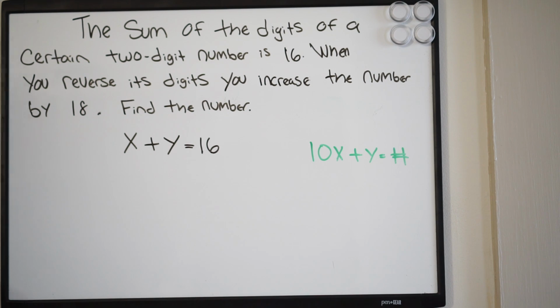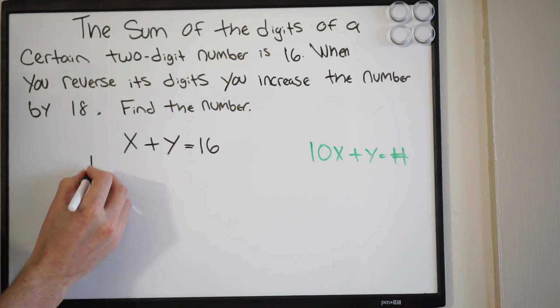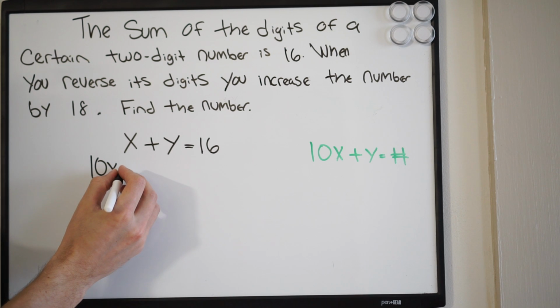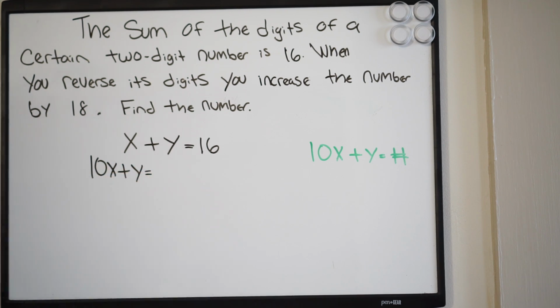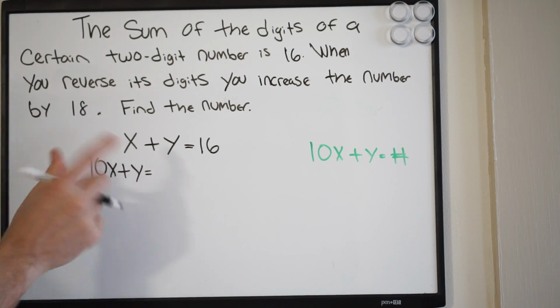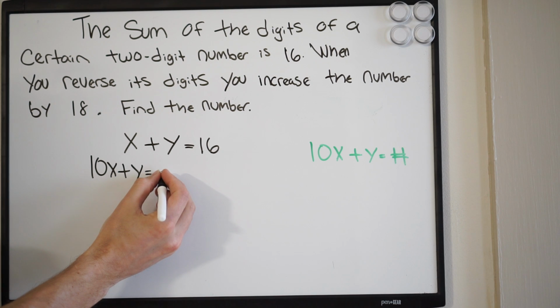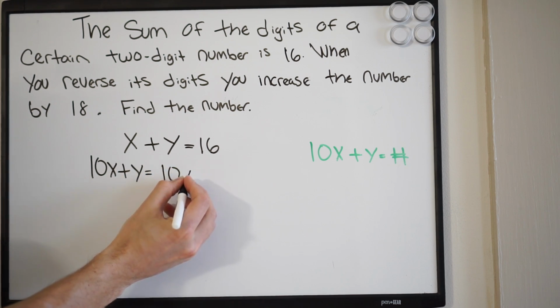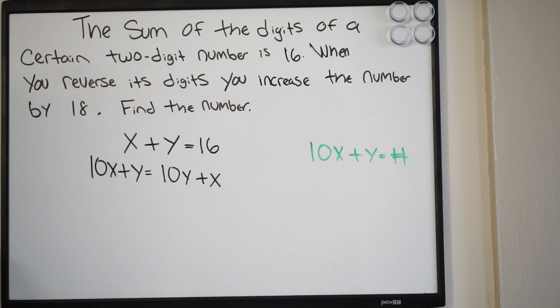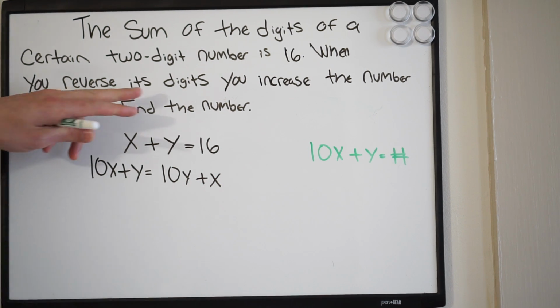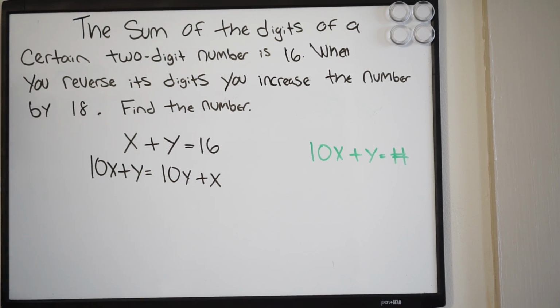All right, so we're going to use this for our second equation, and we're simply going to write it out. So we'll have 10x plus y. And now this is all going to be equal to, what does it say? When you reverse its digits, so we're going to reverse these, so now it becomes 10y plus x. You increase the number by 18.